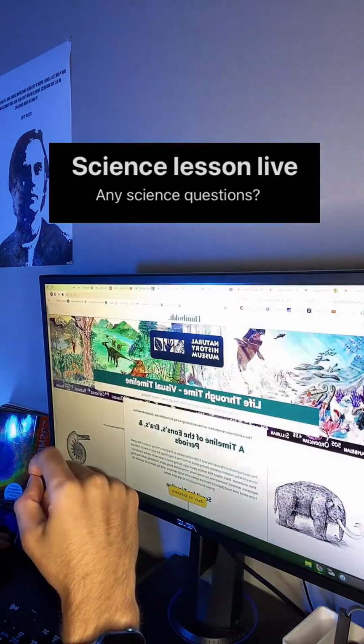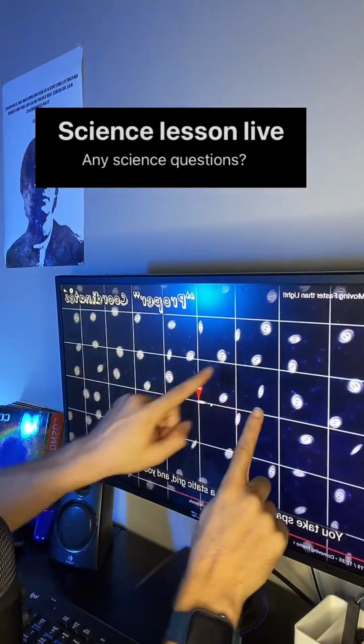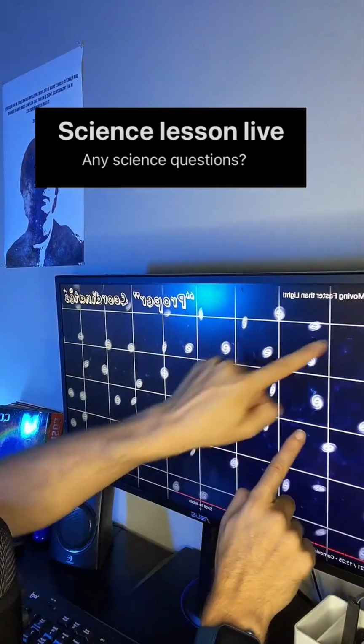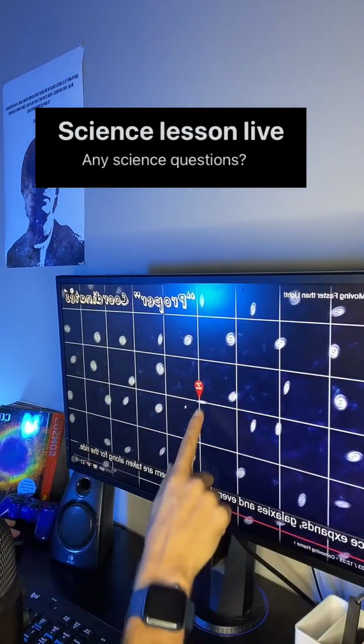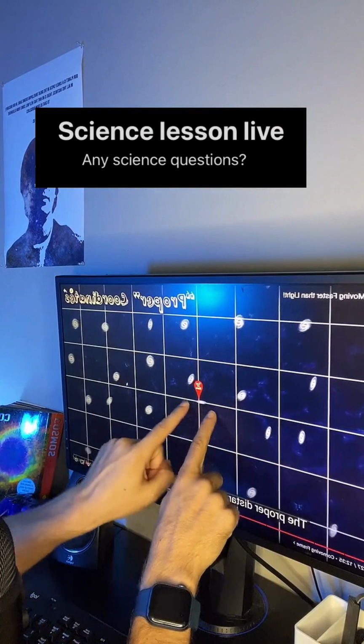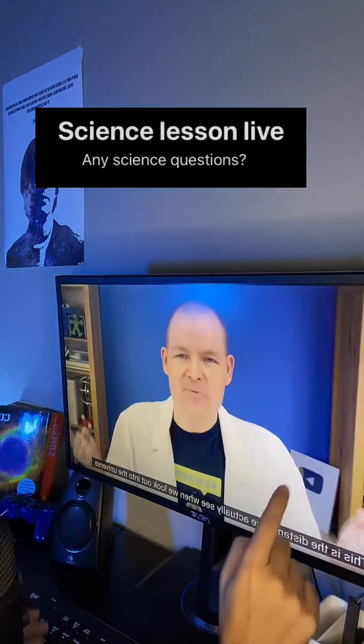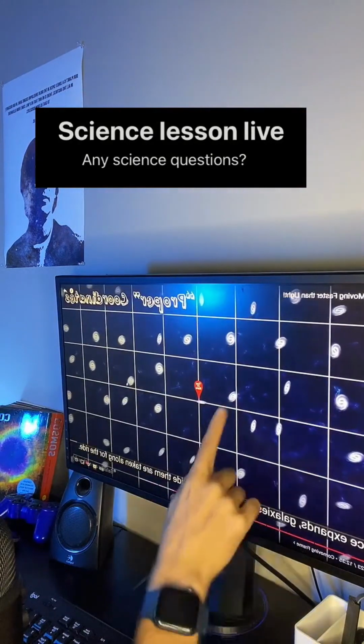So let me see if I can get a... This is how space and time expands. All parts of it are expanding, right? So we say we're here. This is our galaxy, right? The entire space and time, every single square inch of space and time is expanding outwards, right? This is how the Big Bang actually works.